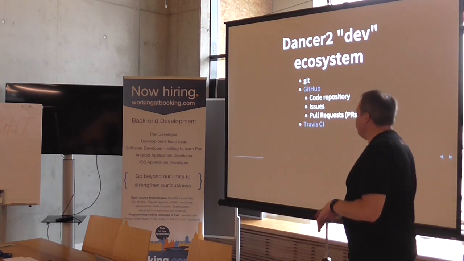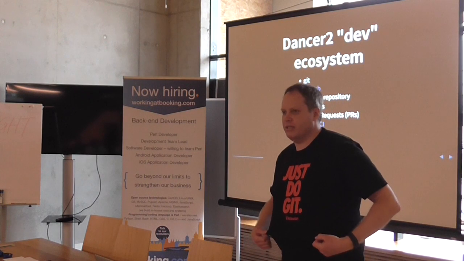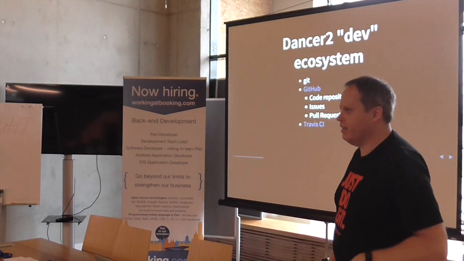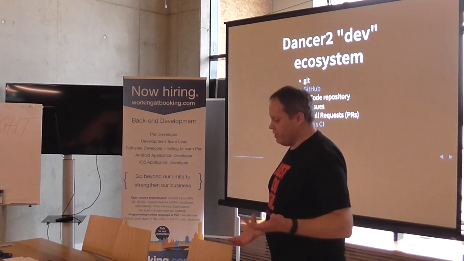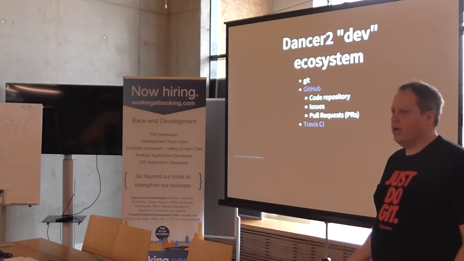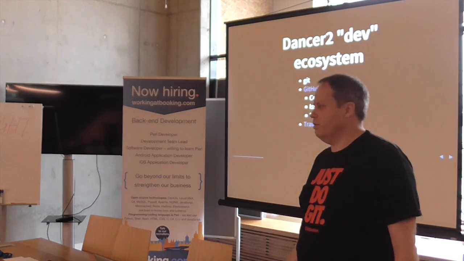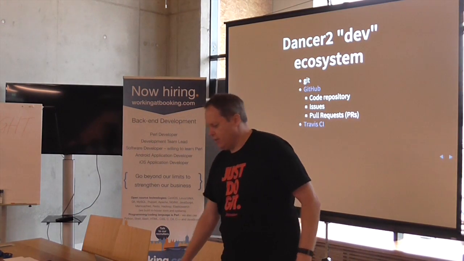Okay, a little bit about the ecosystem. The code is in Git. This was a deliberately chosen t-shirt for the day. We use GitHub as our repository. We use their issue system. We use their pull requests for code review. We use Travis CI for continuous testing. And we'll go through all of these.